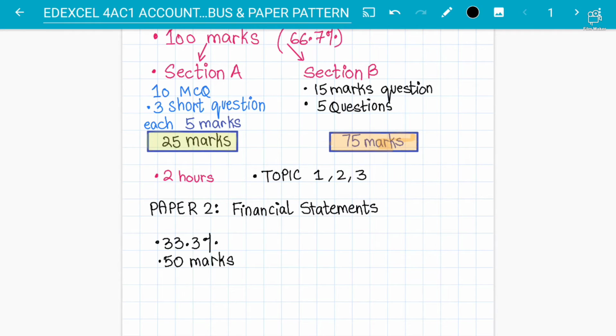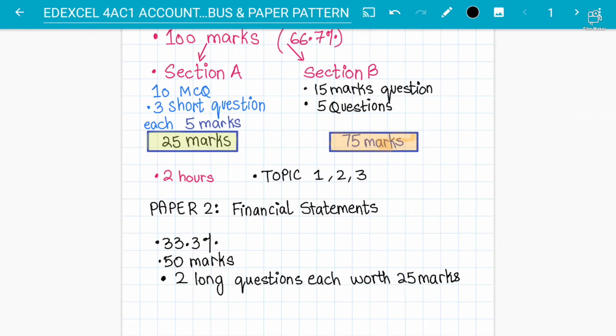33.3% weightage, 50 marks paper, and there will be only 2 lengthy questions, okay? These are long questions, which means multi-part. So you can have parts A, B, C and D for the first and parts A, B, C, D and E for the second as well. So 2 long questions, each worth 25 marks. That's how the split is, okay?